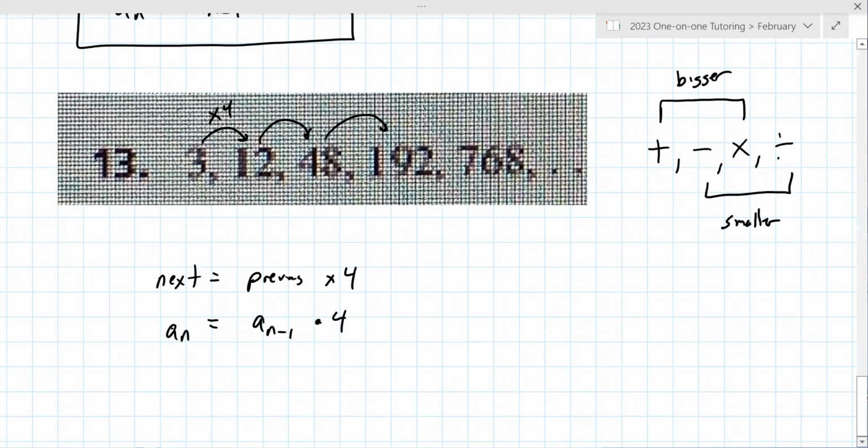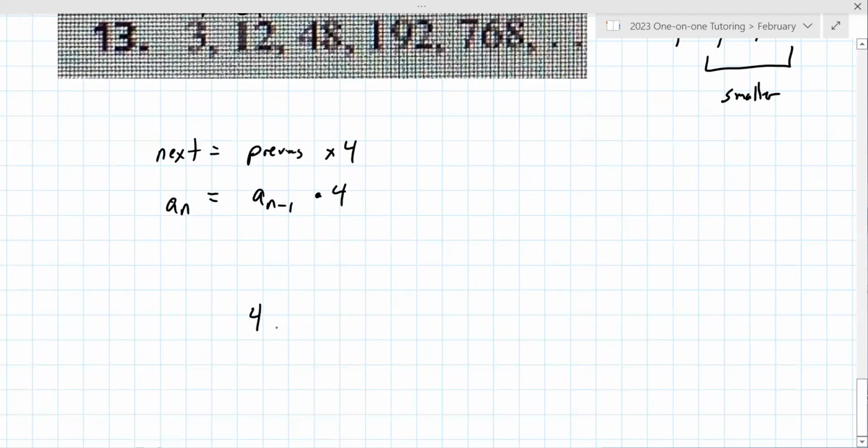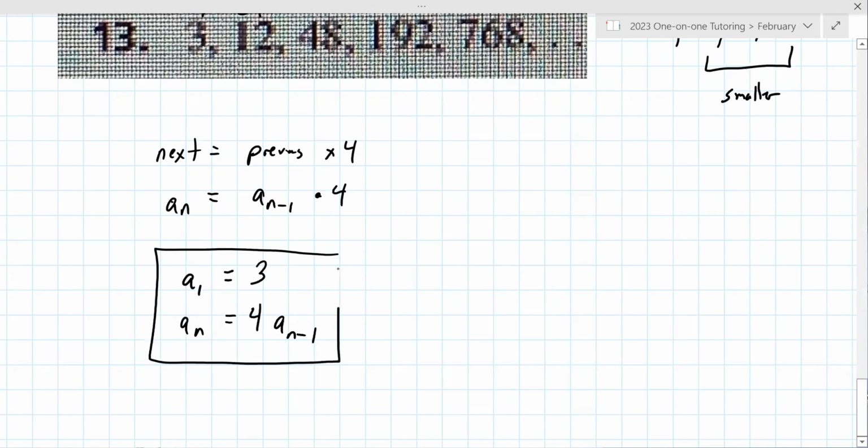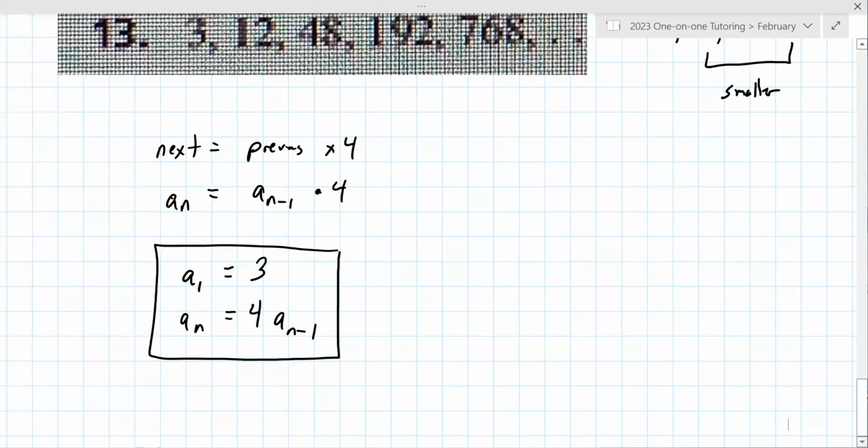Just for preference, you put the number first. So it would be 4a sub n minus 1. And just like in the previous problem, you have to give the initial value. You have to say what the first term is. You have to give that it's 3. Okay. Got it down?